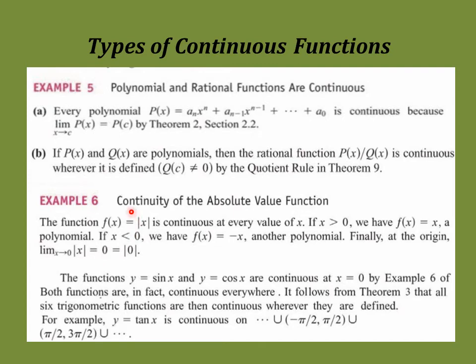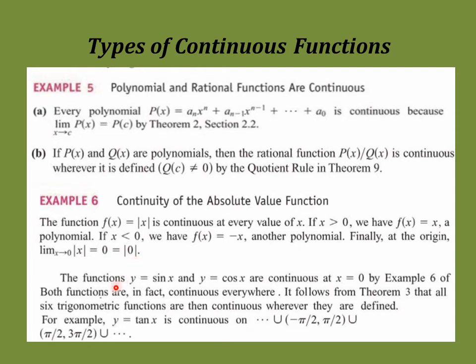In example 6, another type of continuous function is the absolute value function. The simple absolute value function is f of x equals the absolute value of x. Now this is continuous for every value for x. If x is positive or negative, even if x is 0, it is a continuous function.